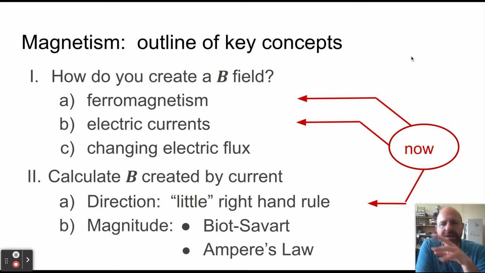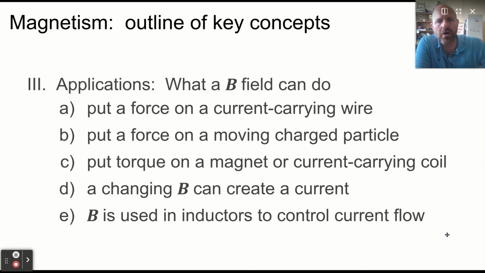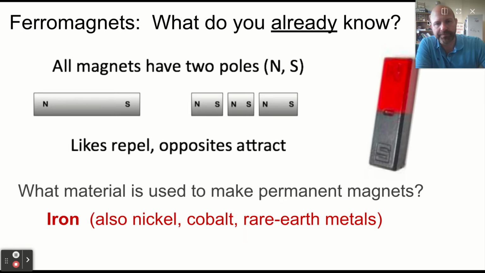So the big pieces today are how we create a magnetic field, and then how do we determine how strong that magnetic field is. The big ideas in magnetism are that you can put a force on a current carrying wire with a magnetic field, put a force on a moving charged particle, put torque on a coil or a magnet, cause it to rotate, which is interesting. Motors and generators are related to that idea. A changing magnetic field can create a current, and magnetic field is used in a circuit element called an inductor to deal with current flow.